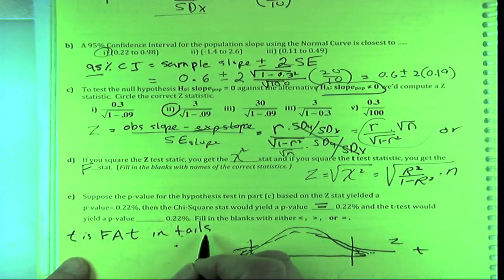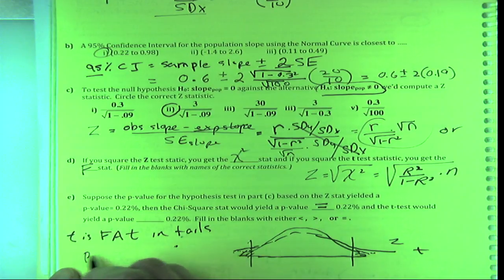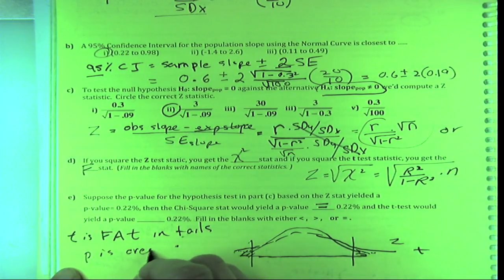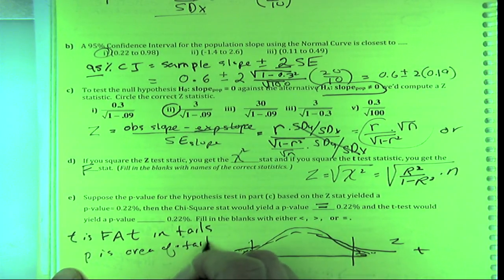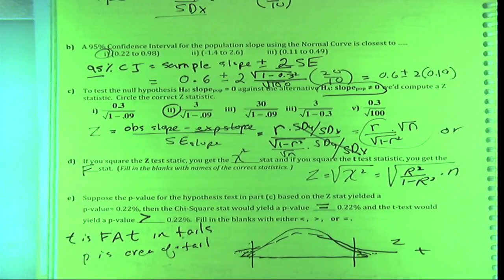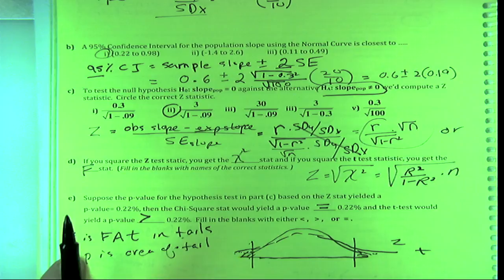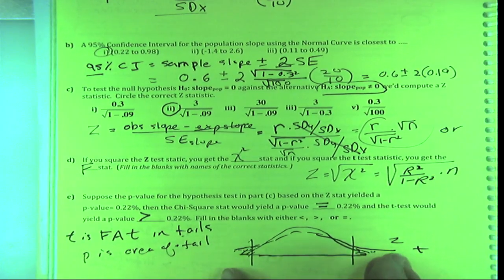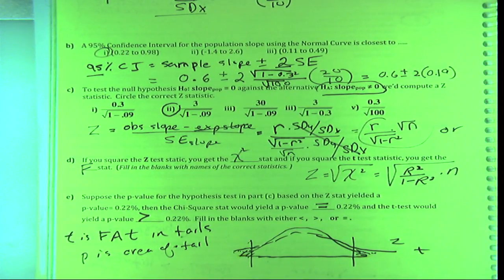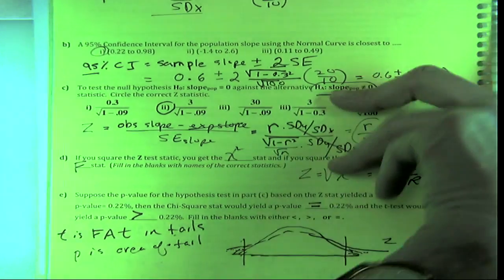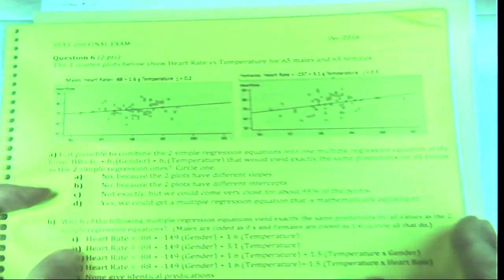So the T is fat in tails, and the p-value is the area of the tail. So it's going to have a bigger one. All right? The T always has a bigger p-value. It's harder to reject the null with the T. Same with the F compared to the chi-squared. Bigger, fatter in the tail. All right. Now let's move on.